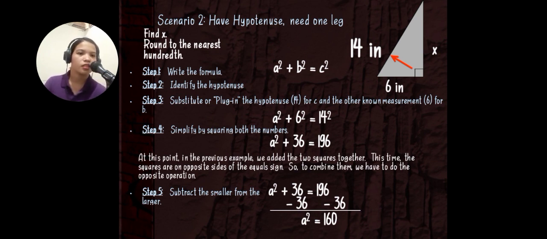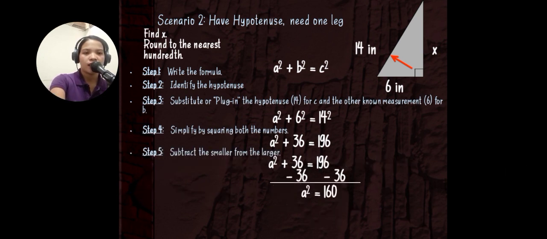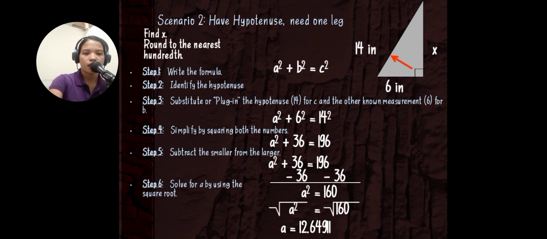So we have a squared plus 36 equals 196. Then we need to subtract: 196 minus 36 is equal to 160. Then we need to find the square root of 160. The square root of 160 is 12.64911, and we need to round it to the nearest hundredth, so we say 12.65. Alright, so that's correct. 12.65.